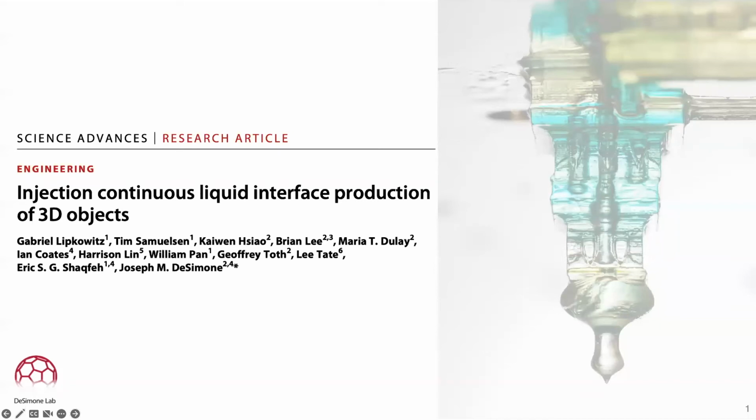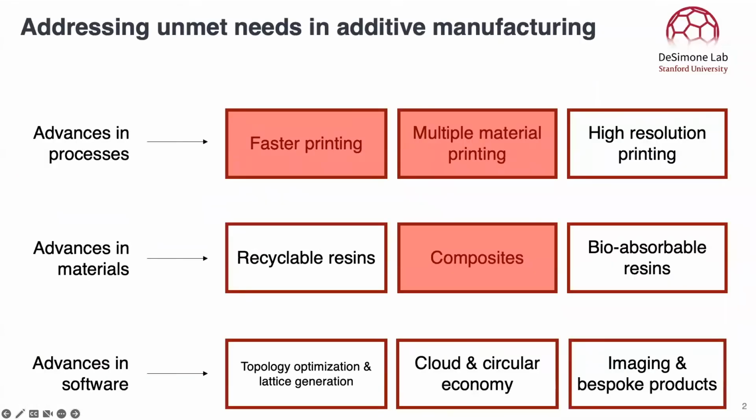We're excited to introduce our new 3D printing method, injection continuous liquid interface production. Our approach is seeking to address 3 unmet needs in additive manufacturing currently, which can broadly be divided into processes, materials, and software considerations. Specifically, we're trying to print more quickly to allow additive manufacturing to become a competitive process with traditional methods. We're trying to print with multiple materials at once to open up new property spaces in functionally graded materials. And we're trying to print with composites that open up new material properties in filled systems.